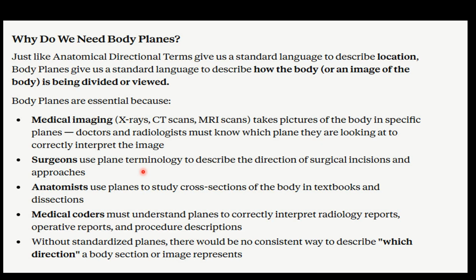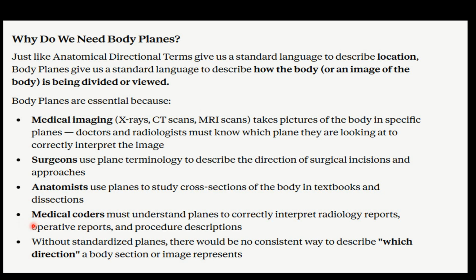Likewise, anatomists also use the planes to study cross sections of the body in textbooks and dissection. Okay, so to study those cross sections and dissections of the body, they need this kind of body plane information and terminology.